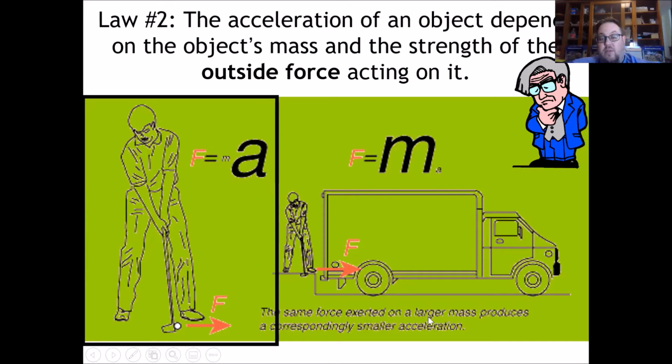Compare the same force if the golfer tries to hit a truck. The truck has a much, much larger mass than the golf ball. So if you exert the same force on a larger mass, it's going to have a smaller acceleration. There's a proportion involved in this.